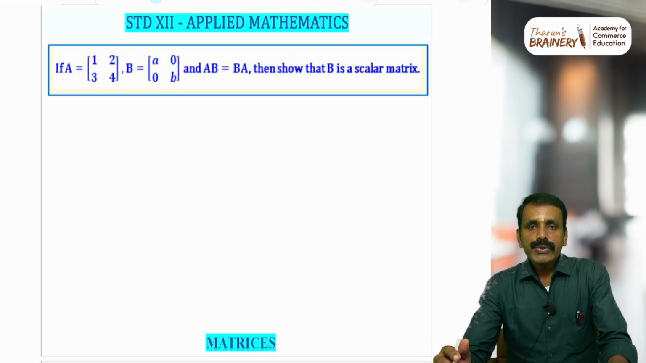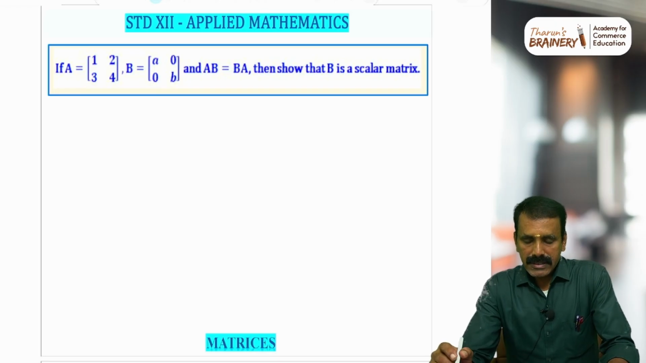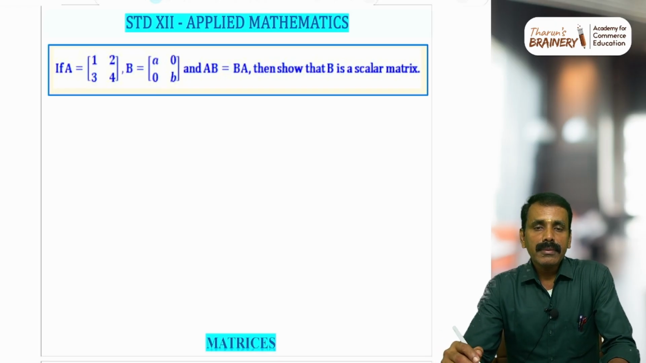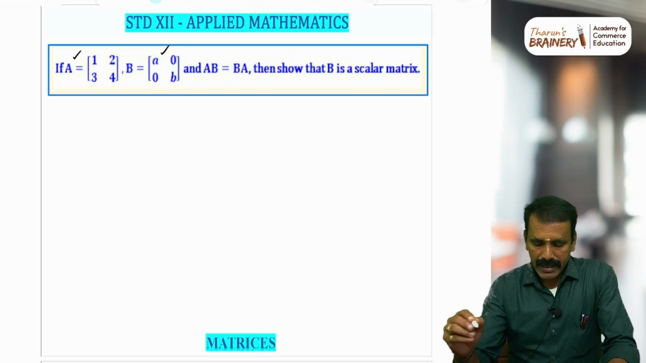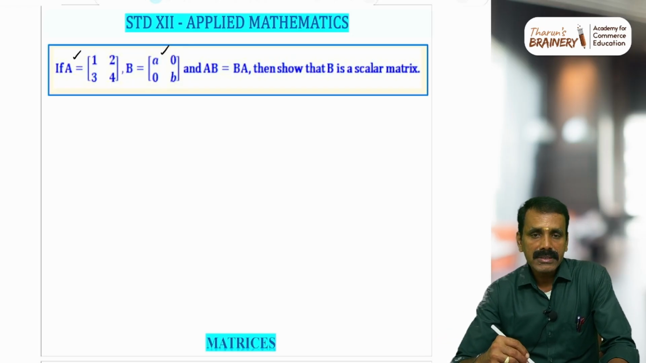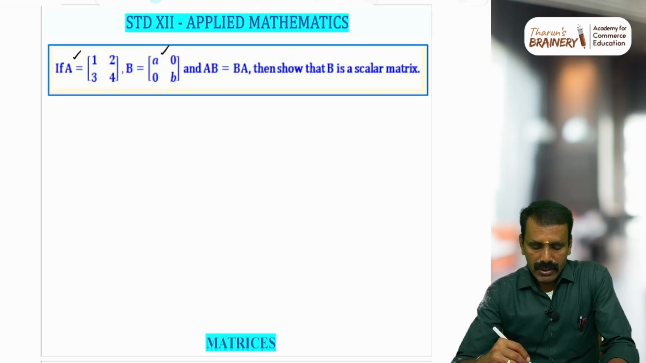Now we are going to use the concept of equality of matrices. Also we are going to use the product of two matrices. What is given? A is a matrix given to us. B is going to be a scalar matrix. Okay, diagonal matrix, not a scalar matrix. B is going to be a diagonal matrix because this is going to be the diagonal element. Okay, apart from this diagonal element, all the elements are going to be equal to 0.